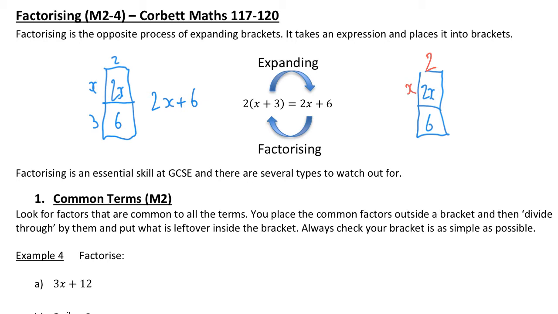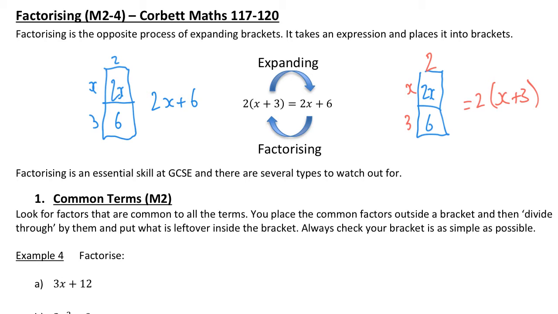And then to find the area, 2 multiplied by what gives you 2x? Well, that's going to be x. And 2 multiplied by what gives you 6? That's going to be 3. So then we can say that it's 2 upon x plus 3. So it's the reverse process of expanding brackets.